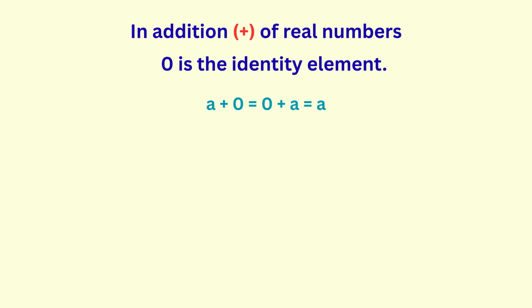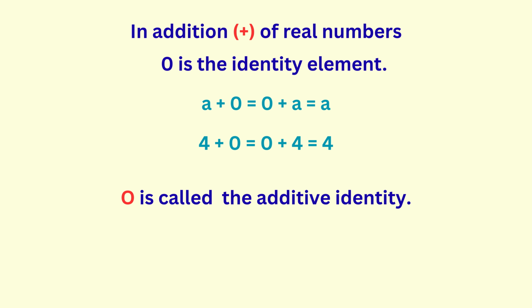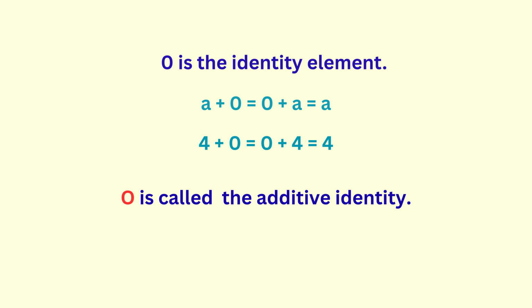For example, consider addition on the set of real numbers. The number 0 acts as the identity element. Why? Because if you add 0 to any number A, you get back the same number A. That is, A plus 0 equals A, and 0 plus A equals A. For example, 4 plus 0 is the same as 0 plus 4, which is equal to 4. That's why 0 is famously called the additive identity.